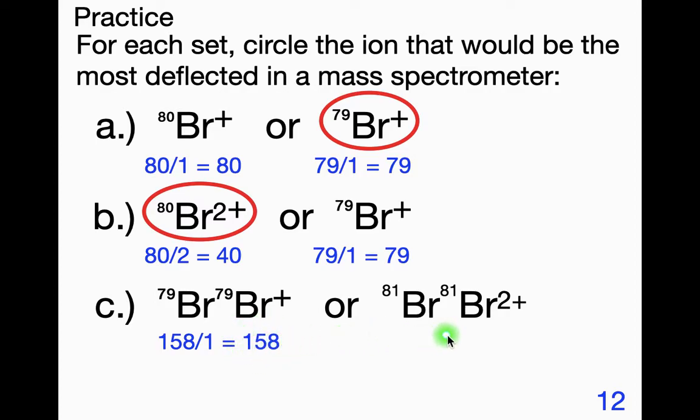For the second one here, it's 81 plus 81, or 162, divided by a positive 2, which would be 81. So that's the smaller mass charge ratio, so it would be more deflected in a mass spectrometer.